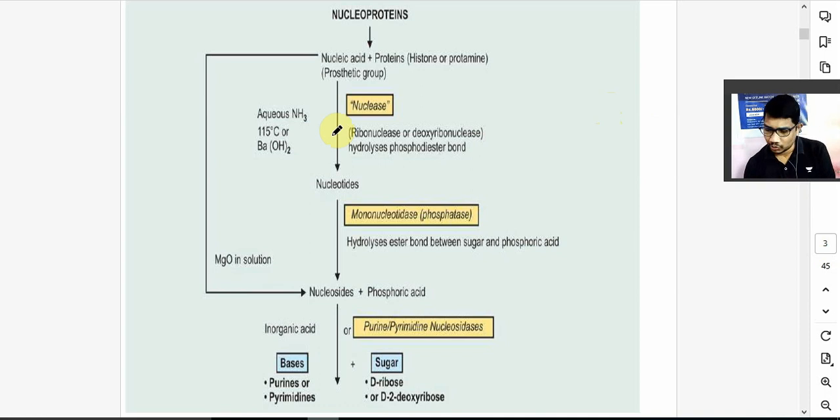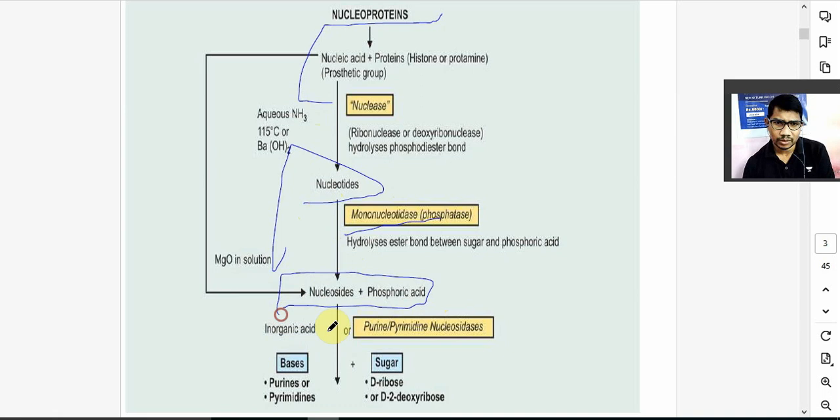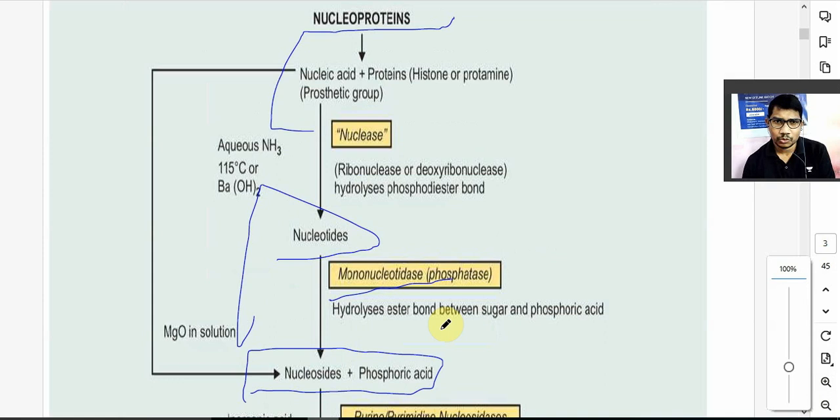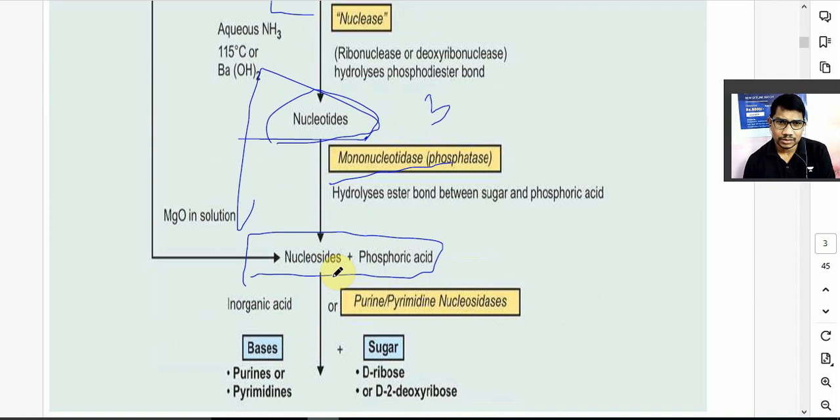Okay, so if you digest the nucleoprotein from the nucleus with enzymes, you will get nucleotides, which have three components. If you digest the nucleotides with enzymes or chemicals, you will get nucleosides. Nucleosides have two components. Again, if you hydrolyze the nucleoprotein from the nucleus, you will get nucleotides, which have three components. If you hydrolyze the nucleotides, you will get nucleosides, which have two components.